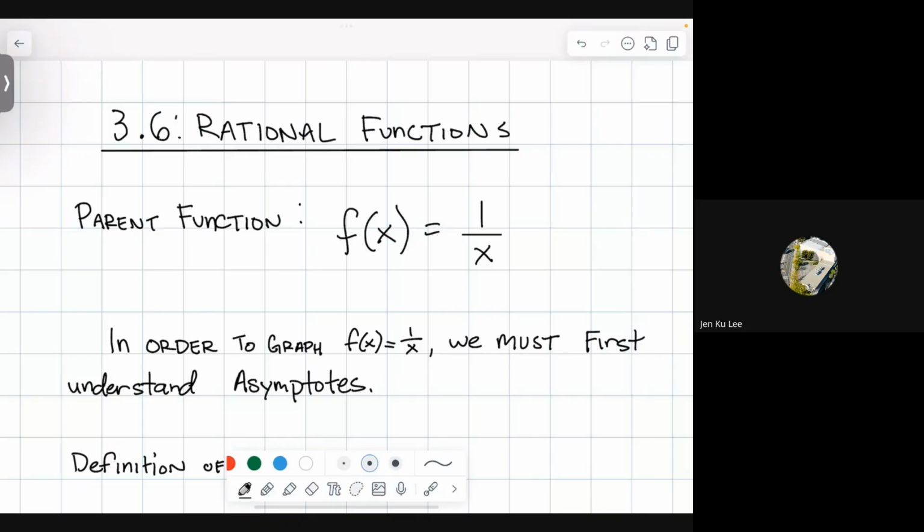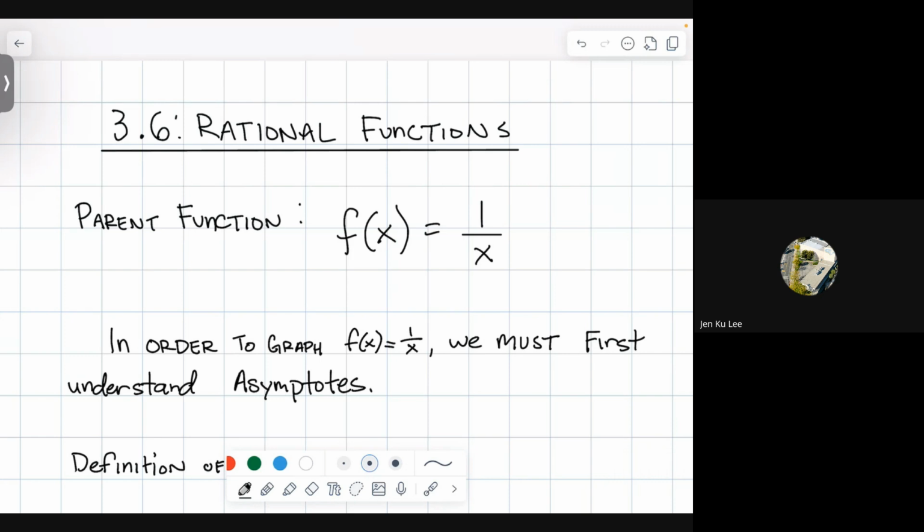So welcome everyone. This is 3.6 on rational functions. Rational functions just means that your x is being divided. Yeah, we're getting a ratio of our x's. So the parent function will always be 1 over x when we're talking about a basic rational function.